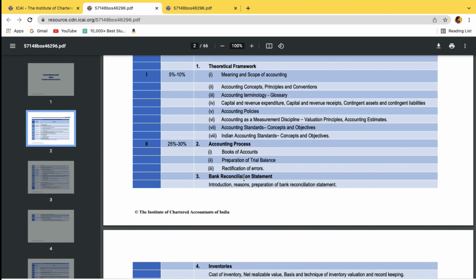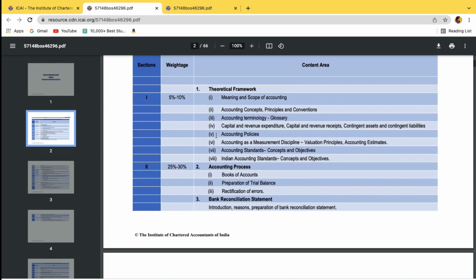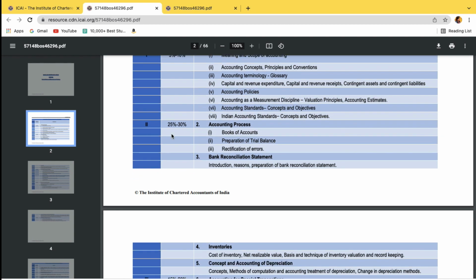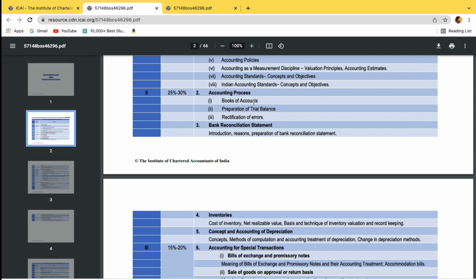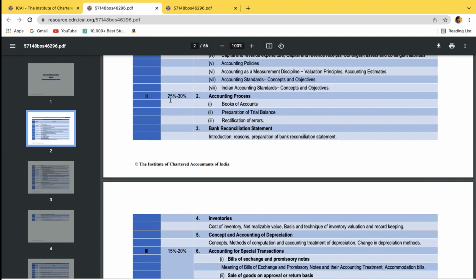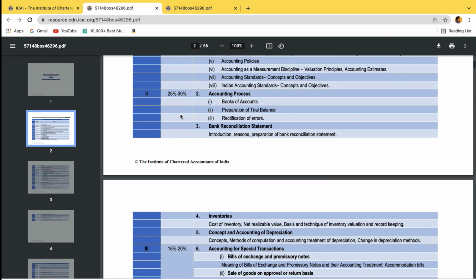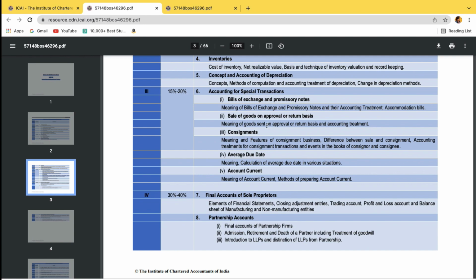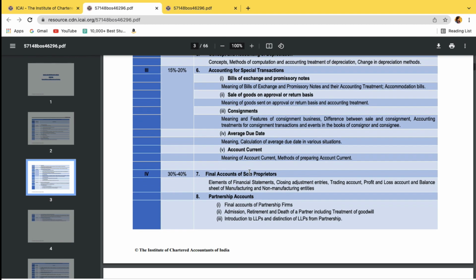So for the first chapter, the theoretical framework, it carries around 5 to 10%. Accounting process carries about 25 to 30%, in which BRS, inventories and the concept of depreciation are also covered, which is a huge number. Then special transactions accounting, which is bills of exchange, sale of goods on approval or return basis, consignments, average due date, account current, fetches you around 15 to 20% marks. So this again is a very good way to score good marks.